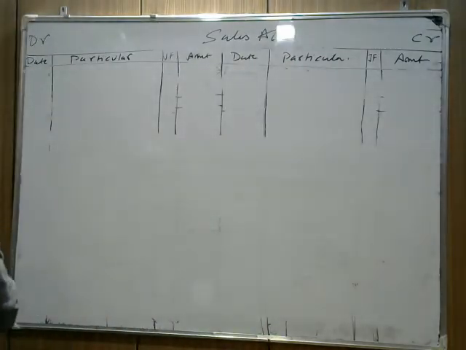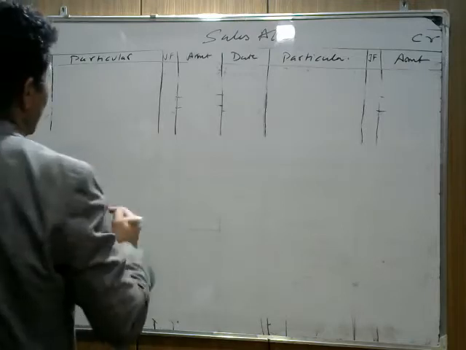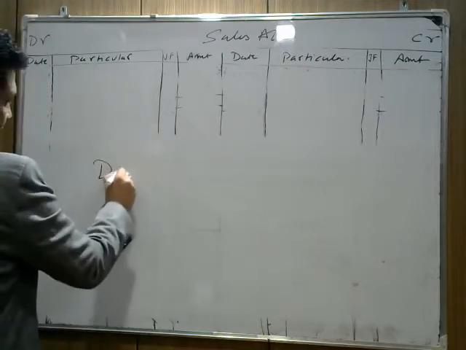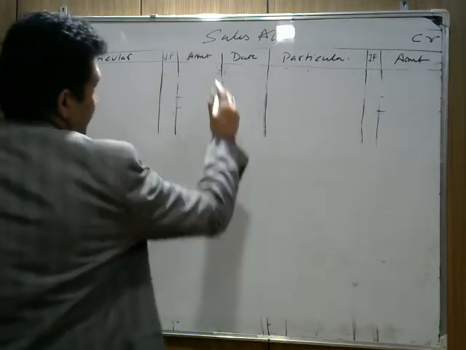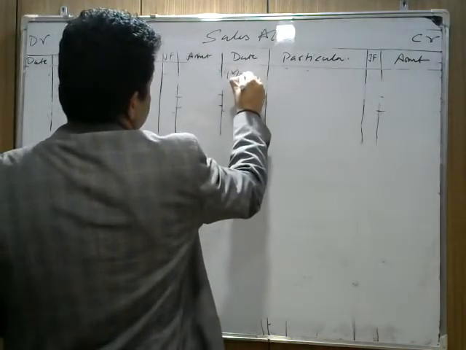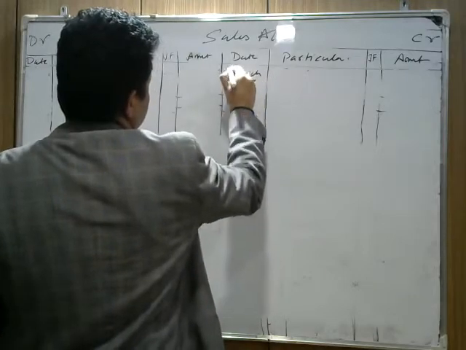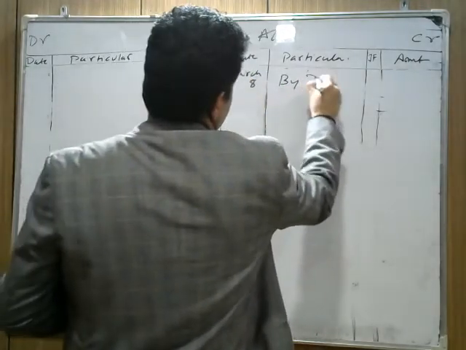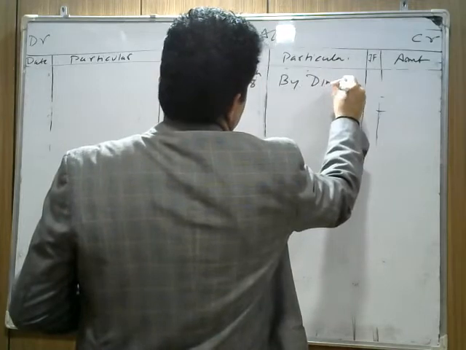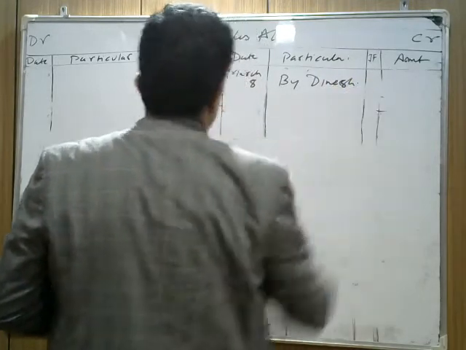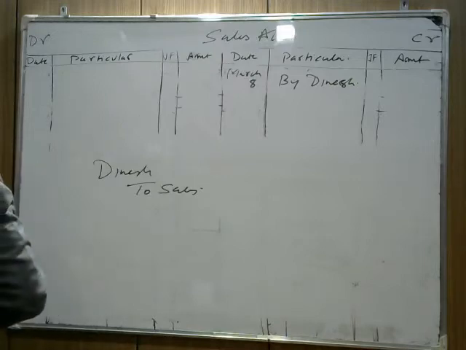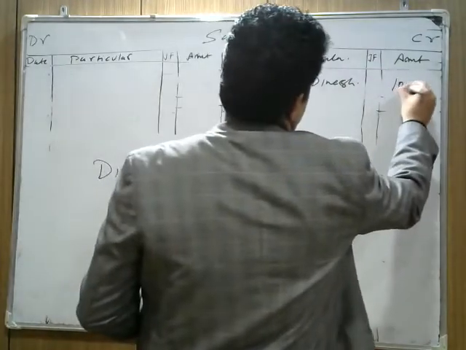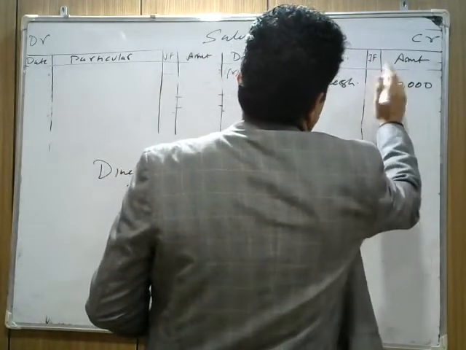Now see the transactions where the sales word is involved. First thing is, on March 8 we sold goods to Dinesh. आपने दिनेश को गुड बेचा, so we write the entry Dinesh account debit to sales. It means your sales will be credited. So we write here on March 8th by Dinesh account, and the amount is 10,000.